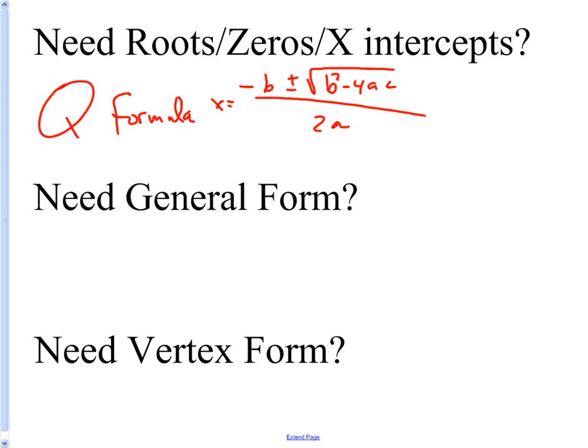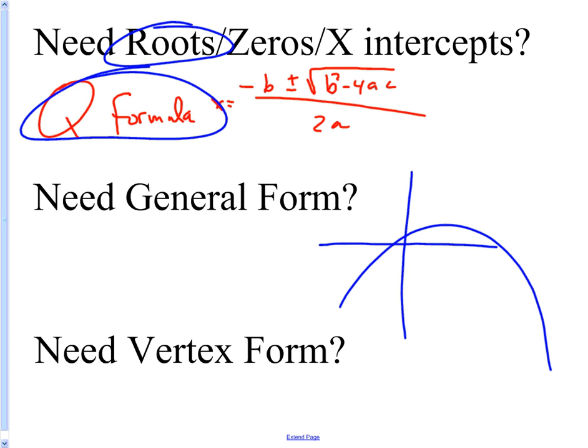So if I ask you for the roots, you immediately should think quadratic formula. If I ask you for general form, you should immediately think what? How do you get general form again? Generally, you just multiply it out. Yes. Because you can't get this from the graph. You can't just look at the graph and say, I know that parabola is such and such. But if I write the parabola with factored form, which is easy to do, or with vertex form, which is easy to do, then I can just multiply it out and I get general form.